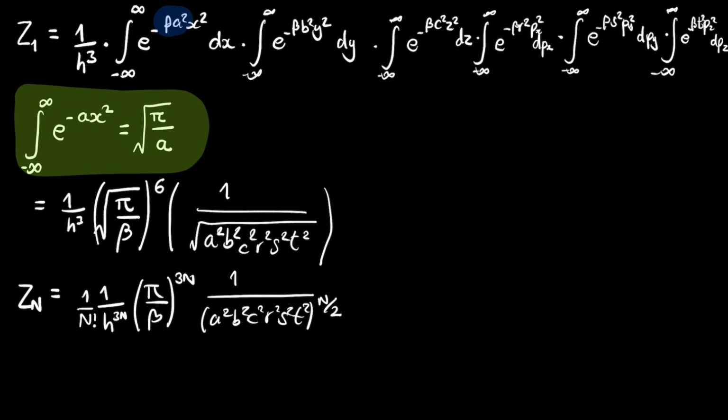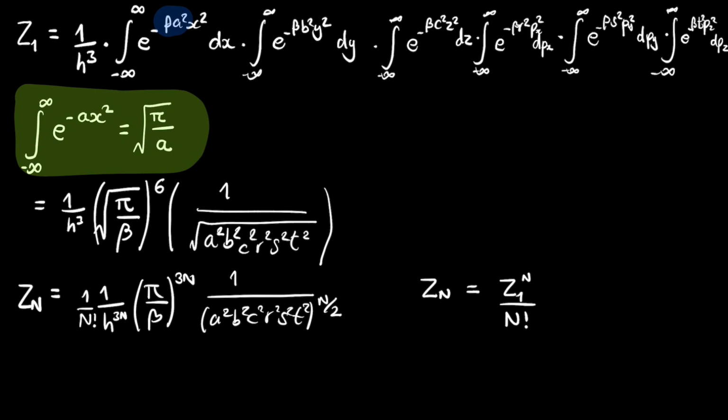In fact, I'll just write that Zn is simply Z1 to the n divided by n factorial, if we're treating the particles as indistinguishable, which they are. So there we go. Here's our expression for the partition function of this random Hamiltonian that we said was a function of all 6 coordinates. So this doesn't look that great, does it? I mean, hardly a groundbreaking result.